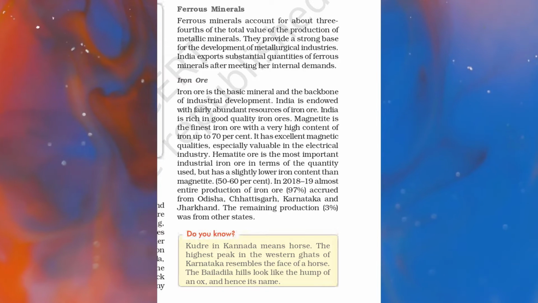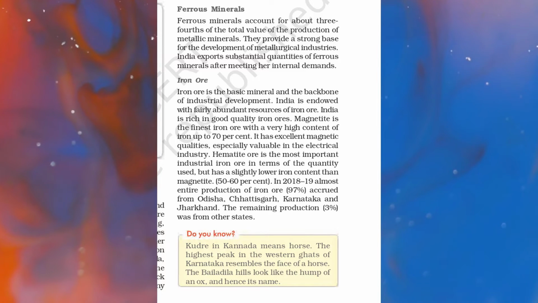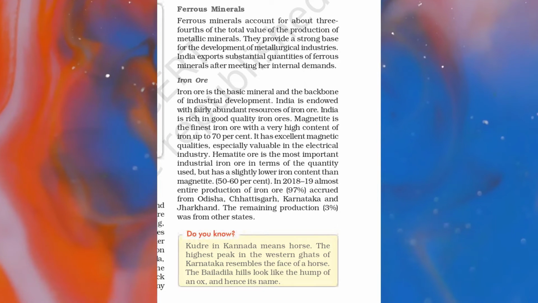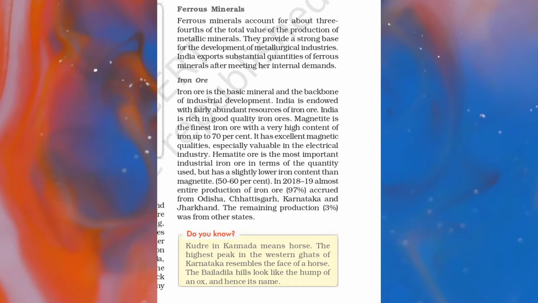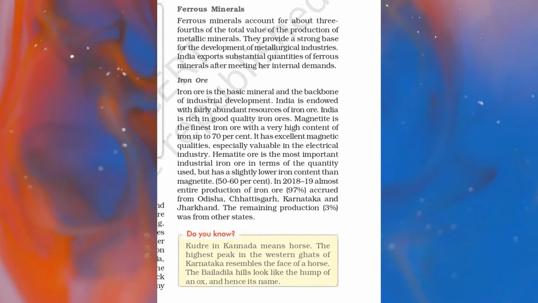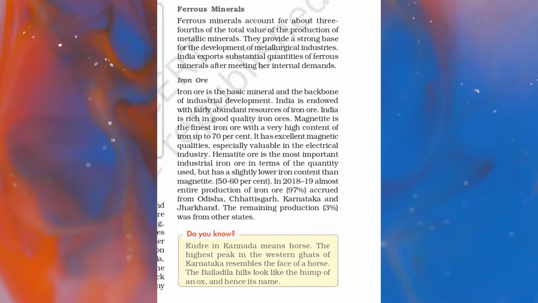Magnetite is the finest iron ore with a very high content of iron, up to 70%. It has excellent magnetic qualities, especially valuable in the electrical industry. Hematite ore is the most important industrial iron ore in terms of the quantity used, but has a slightly lower iron content than magnetite, 50 to 60%. In 2018-19, almost the entire production of iron ore, 97%, accrued from Odisha, Chhattisgarh, Karnataka and Jharkhand.